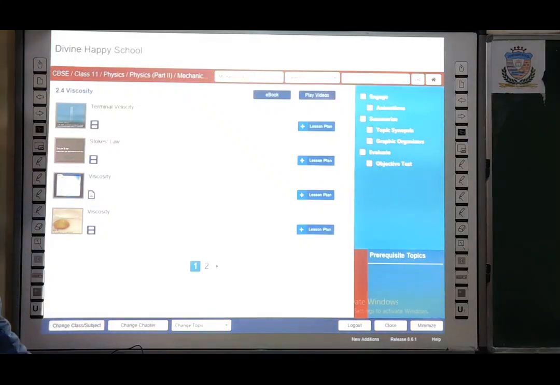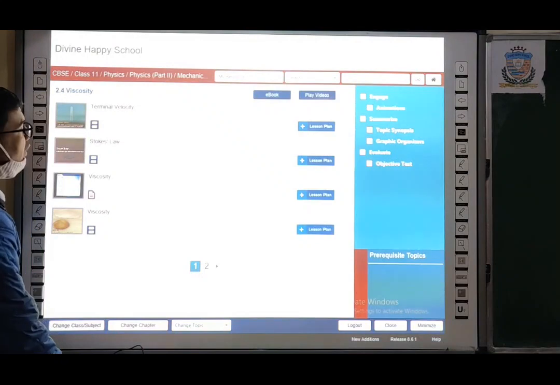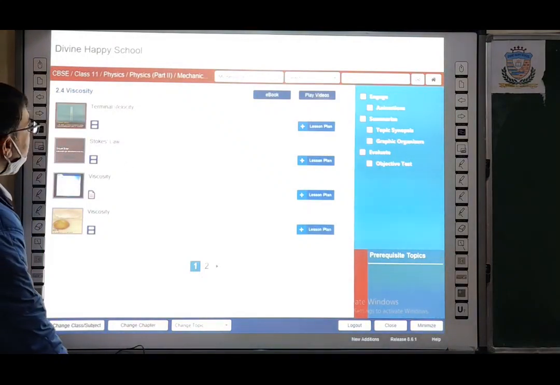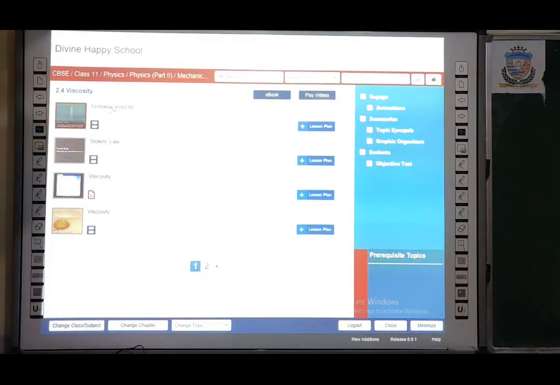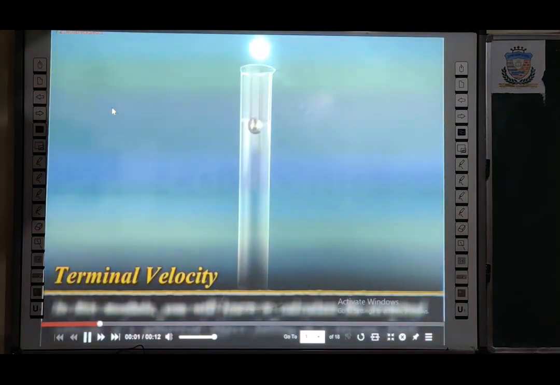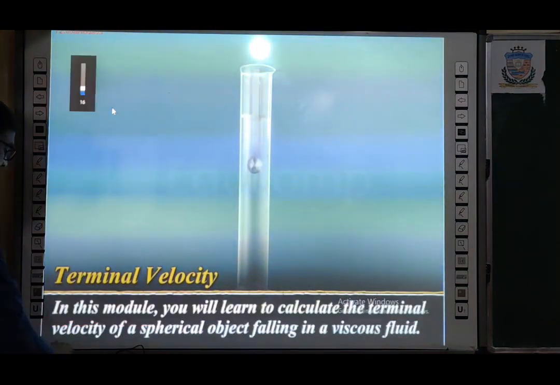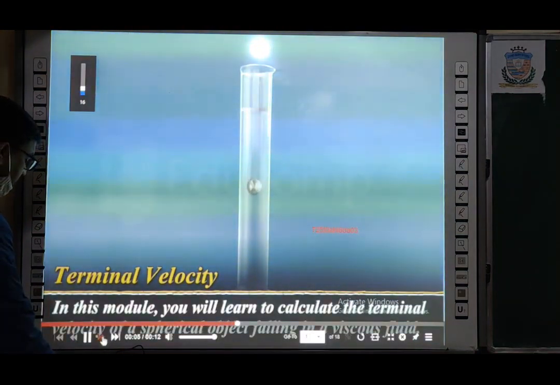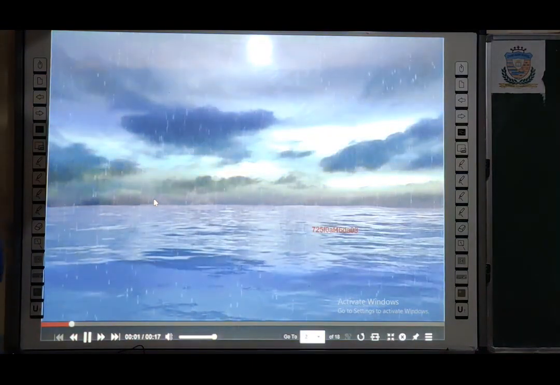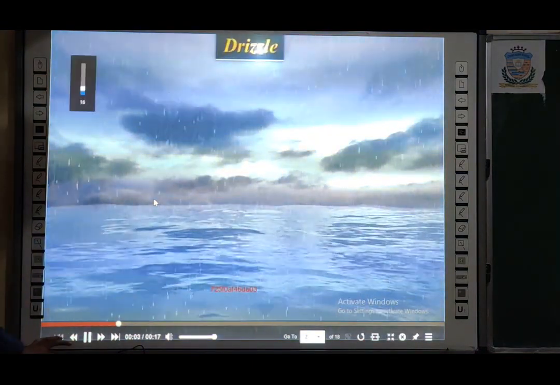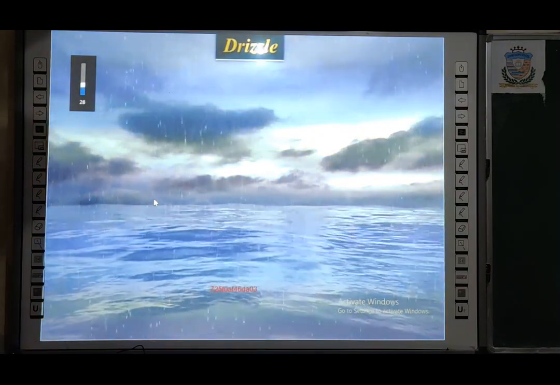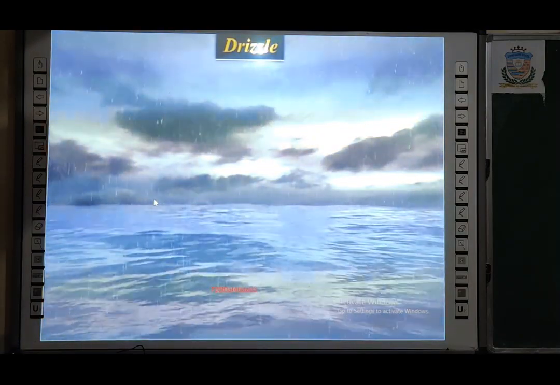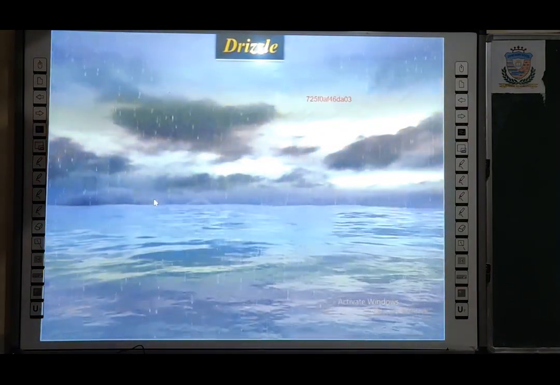Today we will start with viscosity. In that, first we will start with terminal velocity. You will learn to calculate it. Let's go into it. You can see that very small drops of rain are falling with a uniform velocity.